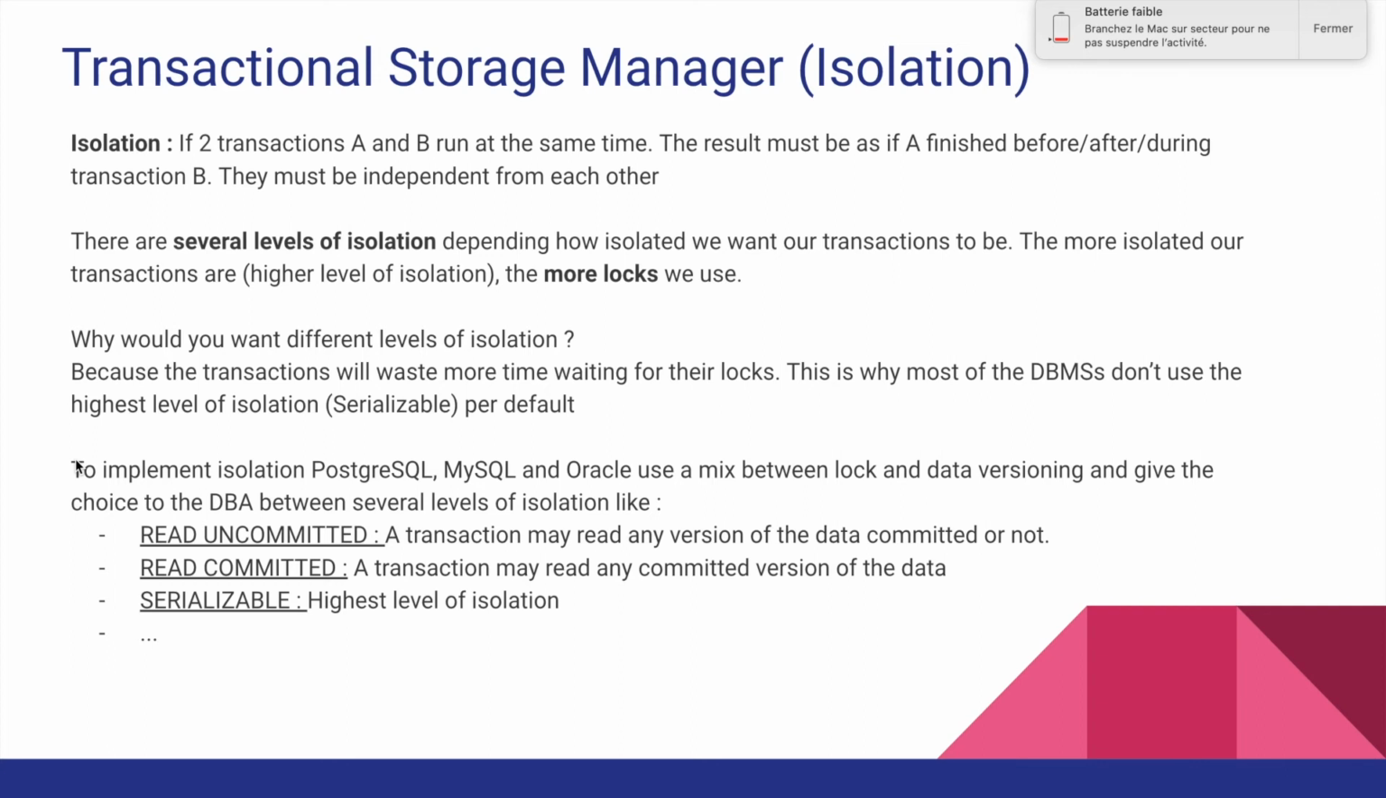And RDBMS in use today, like PostgreSQL, MySQL, and Oracle, use a mix between locks and data versioning to implement isolation. They give the choice to the user between several levels of isolation listed below, like read uncommitted, read committed, serializable, and there are plenty of others like snapshots and so on. So isolation has been taken care of by the lock manager. Let's move on to the next ACID property, which is consistency.